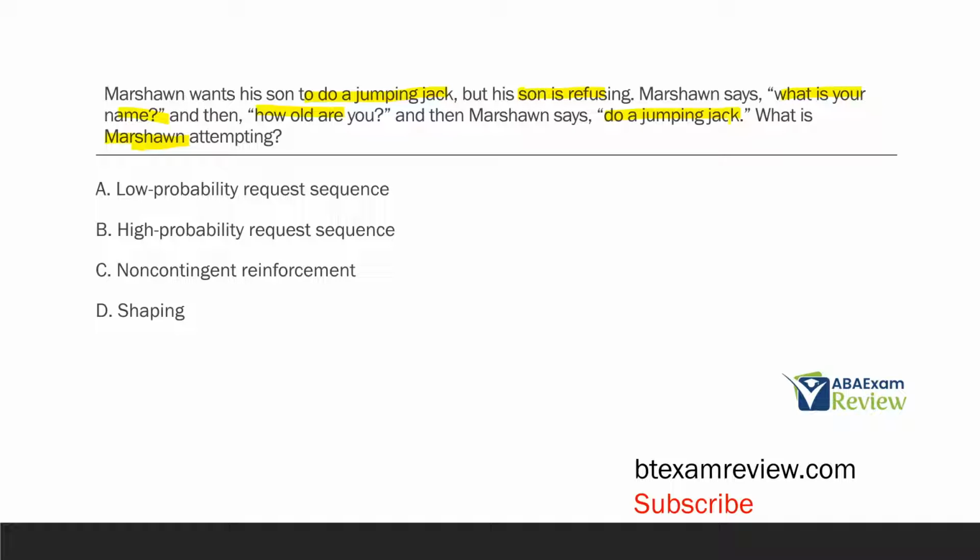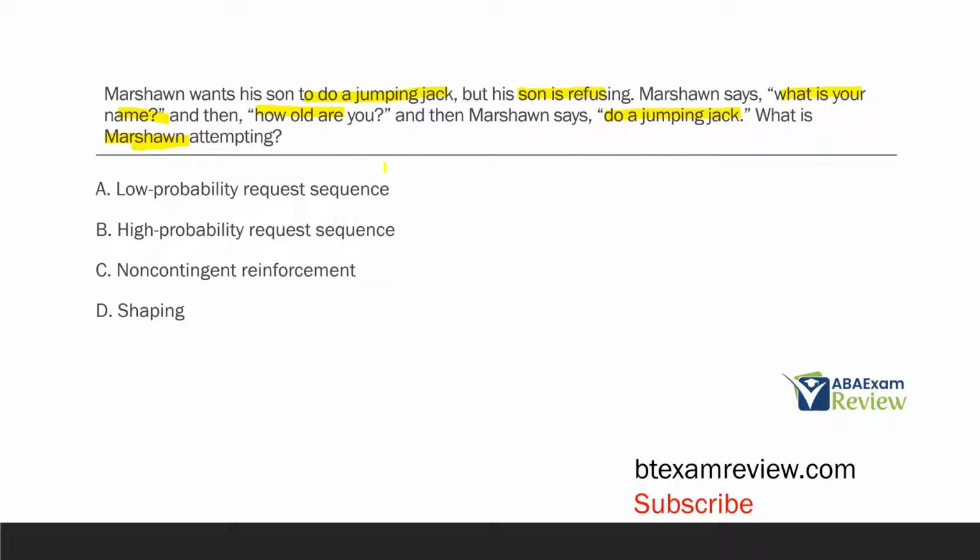But if you had to pick one intervention to describe what this looks like, what intervention would you pick? A low probability request sequence. We don't call it a low probability request sequence. We call it B, a high probability request sequence. And why is that? Well, because the sequence involves some high probability request followed by the low probability request. In this case, it looks like Marshawn is asking the son to say his name and to say how old he is. And then he follows it with the low probability request of doing the jumping jack.